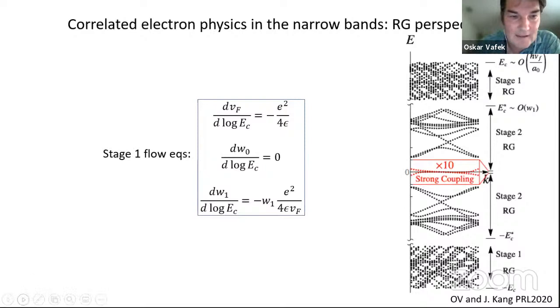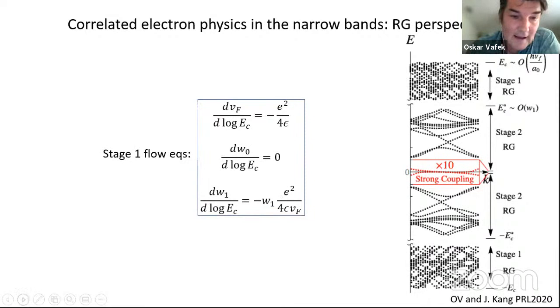In any case, you can see that there's a difference between the AA tunneling and the AB tunneling flow due to Coulomb interaction. Now, these equations are not hard to solve. In the first equation, the right-hand side is a constant, so we can easily integrate it. And once we have the scale dependence of the Fermi velocity, we can simply substitute it into the last equation. It's a separable equation, so we can move W1 to the left-hand side and do the integral on both sides and easily solve it.